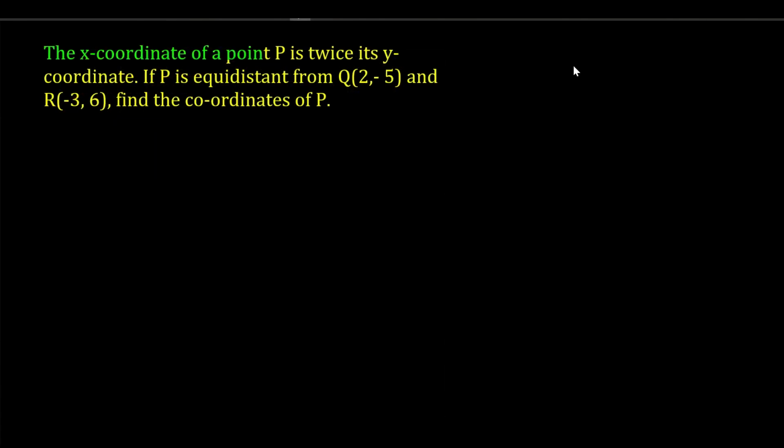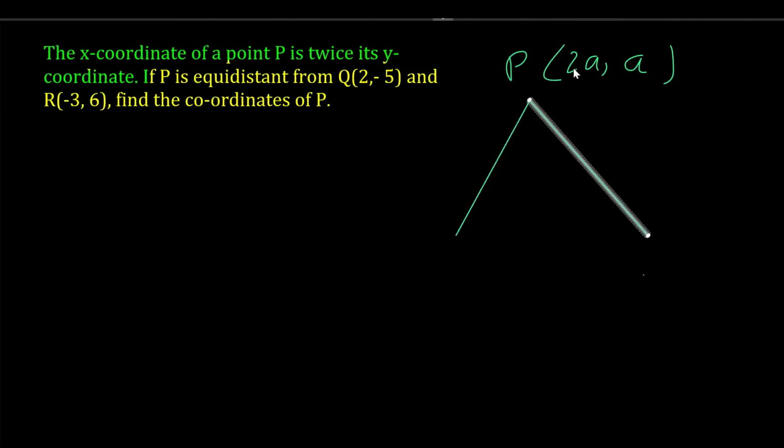In this question, it says the x coordinate of a point P is twice its y coordinate. So let's say if I take point P, then if I take its x coordinate as a, its y coordinate is 2 times a. Further, it's given that this point P is equidistant from 2 points. P is equidistant from Q and R. So I'll take this point as Q and this being R. The coordinate of Q is 2, minus 5, and that of R is minus 3, 6.